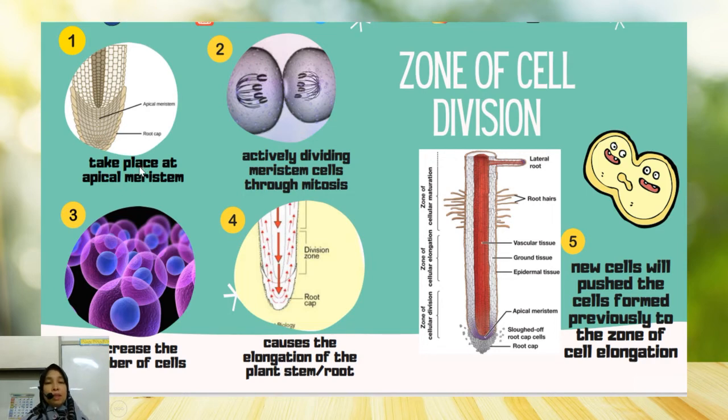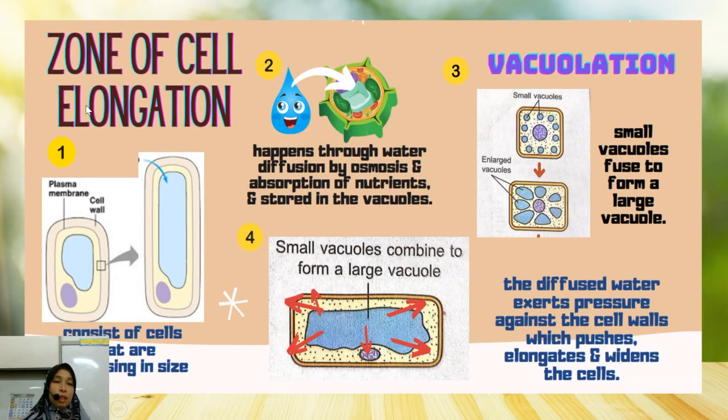So cell division takes place at the apical meristem. Number two, actively dividing meristem cells through mitosis. Number three, an increase in the number of cells, which will cause elongation of the plant. Last one, new cells will push the cells formed previously up to the zone of cell elongation. So that is the zone of cell division. Now we go to the zone of cell elongation.